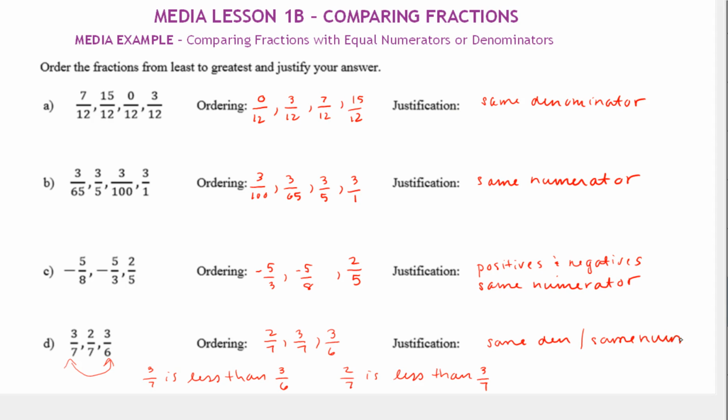Okay. So these are very specific examples where the numerators or the denominators match in some combination, so we can order it. We're going to learn to use benchmark fractions in the next video, but something you can always do is rewrite all the numbers by creating equivalent fractions with the same numerator and denominators to compare in these ways.